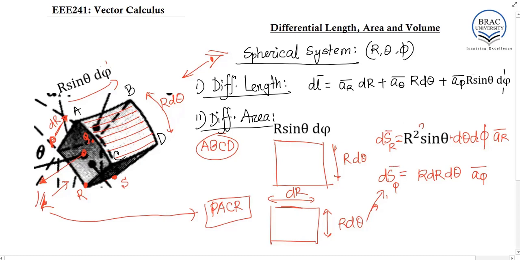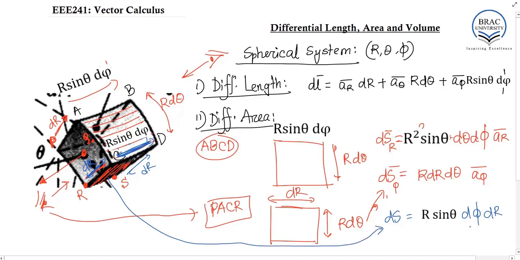And finally, if you look at the bottom surface or top surface over there, which is RCDS, then you'll find it has a dimension of dr along this direction and r sine theta d phi along this direction. So ds will be r sine theta d phi into dr. Okay, we're talking about the bottom surface over here. If you want to turn it into the vector, then the perpendicular vector to this bottom surface is directed towards the a_theta direction, so it will be a_theta, and here the subscript will be theta. So these will be the differential area quantities.